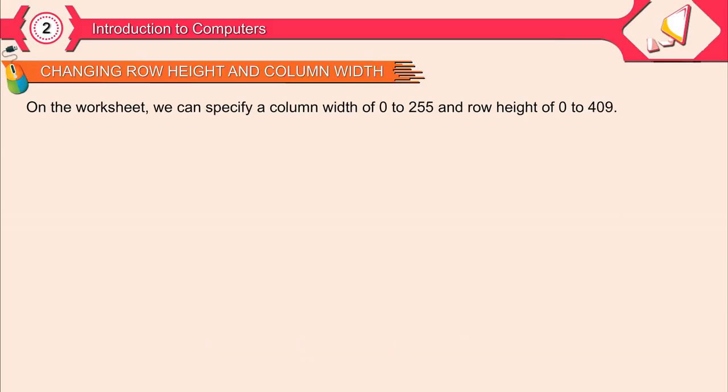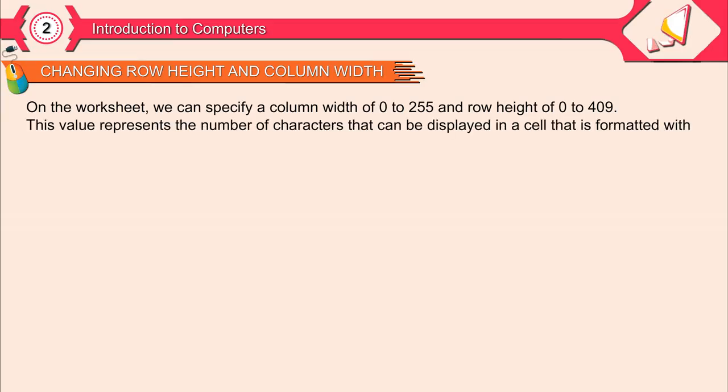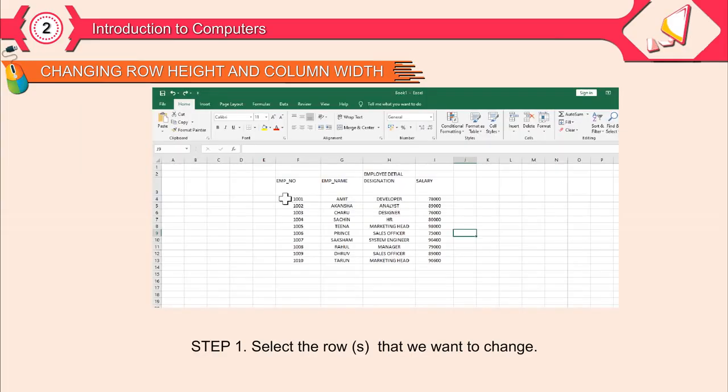Changing row height and column width. On the worksheet, we can specify a column width of 0 to 255 and row height of 0 to 409. This value represents the number of characters that can be displayed in a cell that is formatted with the standard font.